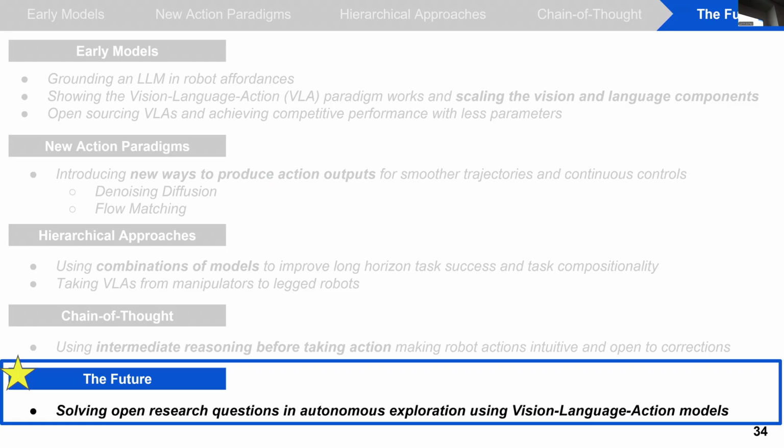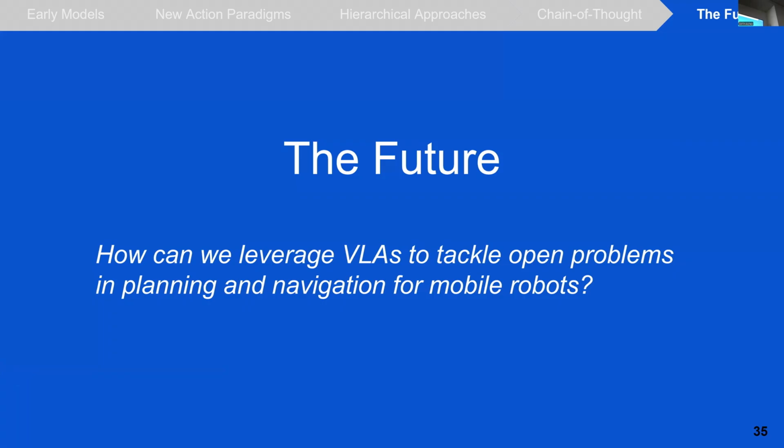And so now for the last part of this presentation, I want to move into talking about some open research questions in autonomous exploration using vision language action models. So we've seen a lot of work that looks at manipulators, lots of common household tasks, and we've seen one work where they actually deploy in a navigation style out on a real mobile platform. But there's a lot of open problems still if you want to deploy this on mobile robots and you want to use it for more planning or navigation type purposes.